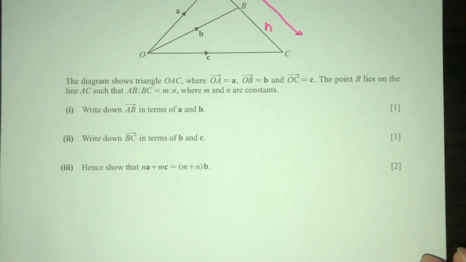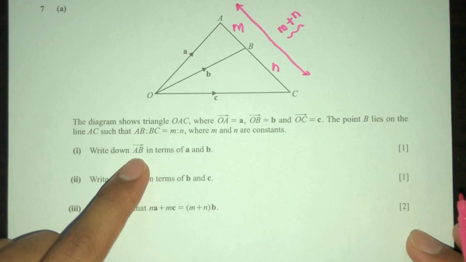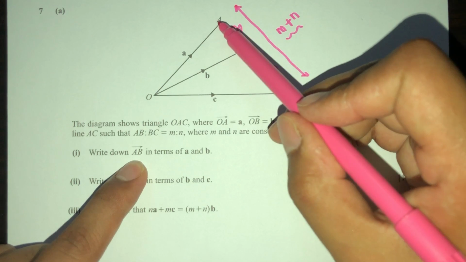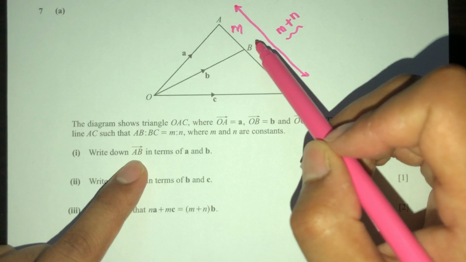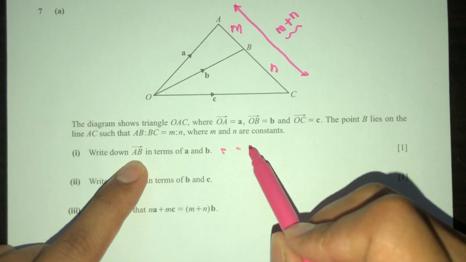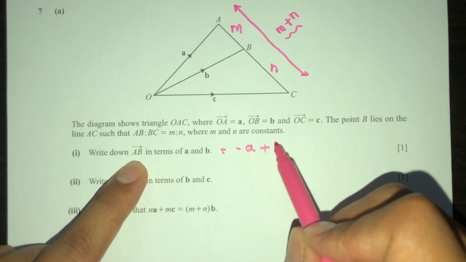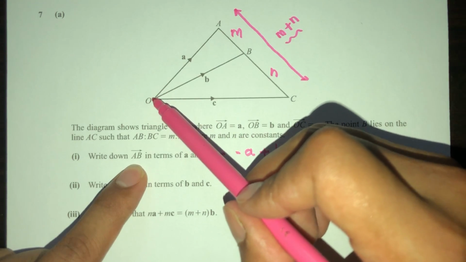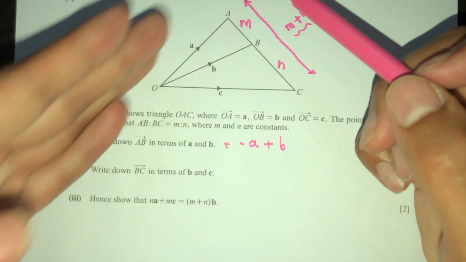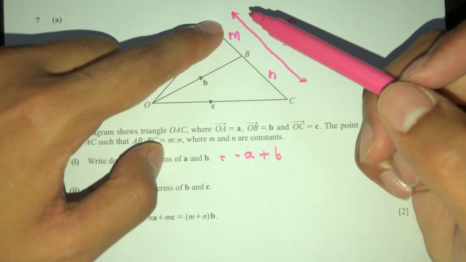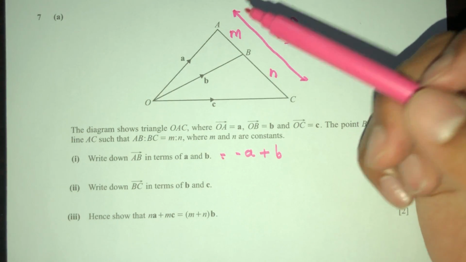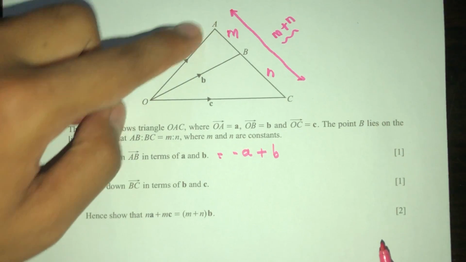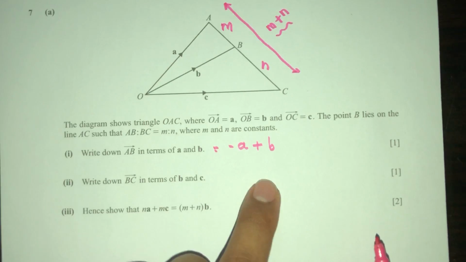Now part 1, we have to write down AB in terms of A and B. Okay, cool. So basically the idea is how can you move from A to B? From A going to B, we first move from A going to O, then O going to B. So A going to O will be minus A, and O going to B will be plus B. Why is that? Because you can see O going to A, this direction is A. But if you move from A to B, it will be in the opposite direction. It will be minus A. That makes sense, right? So that will be minus A first going here, and then from here to here will be plus B.